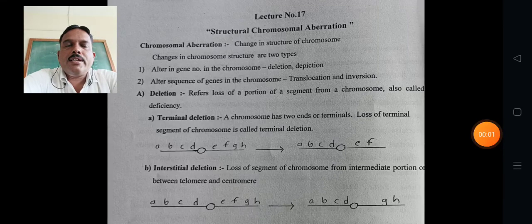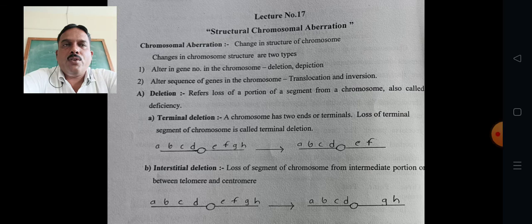Hello students, the next lecture or topic we have to study in the course GPP 121 is structural chromosomal abbreviations. Chromosomal abbreviations are nothing but a change in the structure or number of the chromosomes. So the definition of chromosomal abbreviation may be the change in the structure and number of the chromosomes of that individual.